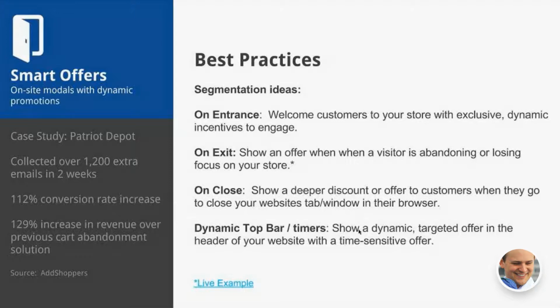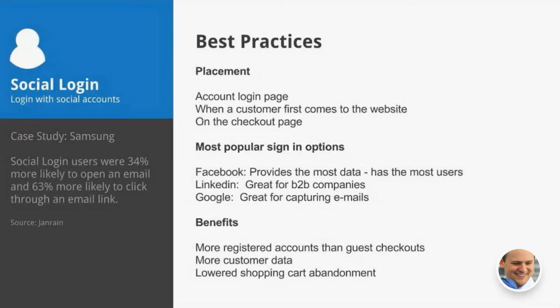Instead of just doing a huge promotion where you give everyone 10% off and you lose out on margin, the key is figuring out which segments of customers you want to show different offers to and then optimizing for that. Another thing that we've seen work really well on site is having a social login option. So over here on the left, we have a case study that Janrain did with Samsung. In that example, users were 34% more likely to open an email whenever they click sign in with Facebook. And the likelihood of them clicking a link went up by 63%.